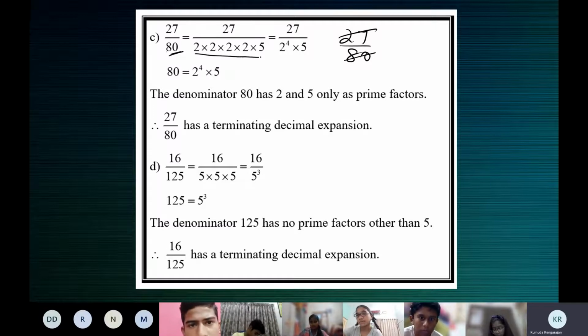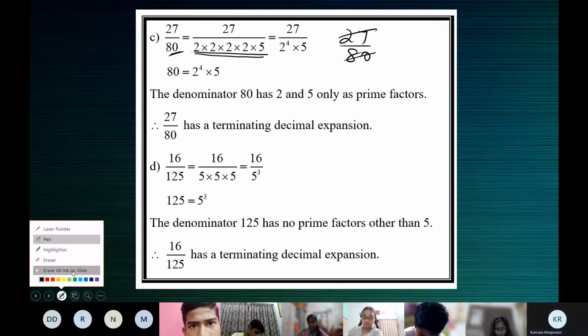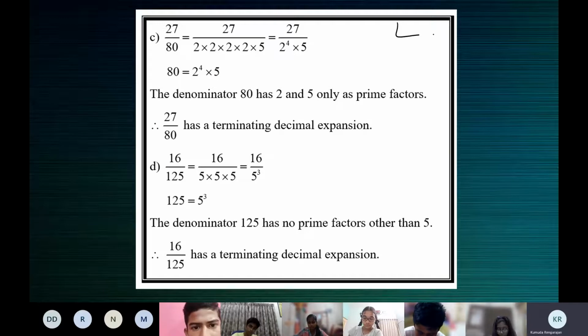These are the prime factors. This is how you factorize 80. That doubt should not be there, but in case you have, disable your mic. Somebody's mic is enabled, please disable your mic.